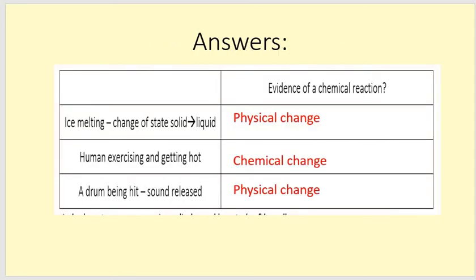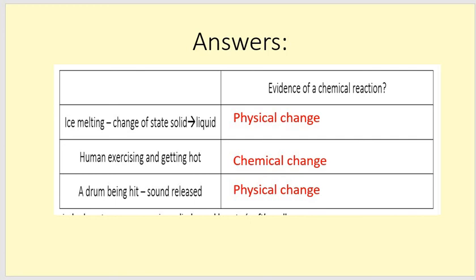Okay, you should have been quite clear here. Ice melting is a physical change. You start off with water molecules, you end up with water molecules, they're just in a different state, changing from a solid to a liquid. When you've got somebody exercising and getting hot, they are respiring, that is part of last week's lesson, and that shows a chemical change. A drum being hit and sound being released is not a product or a reactant, you're not making anything different, there are no substances being made, so that is a physical change. I'm sure we all got that.